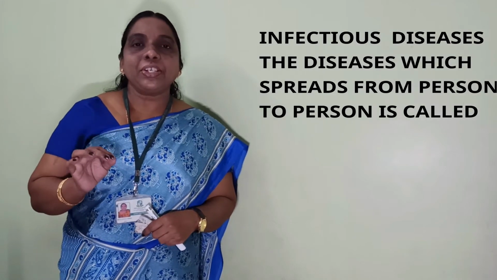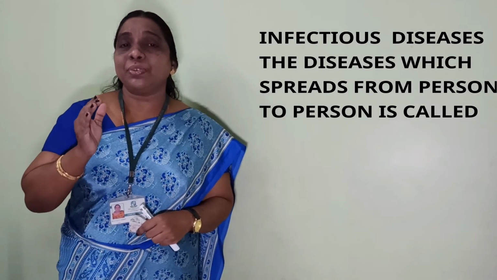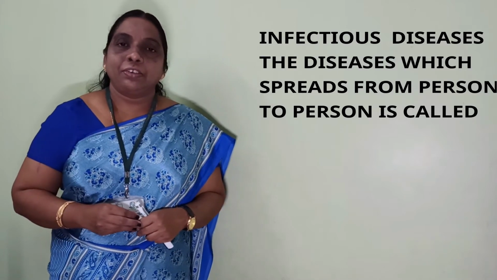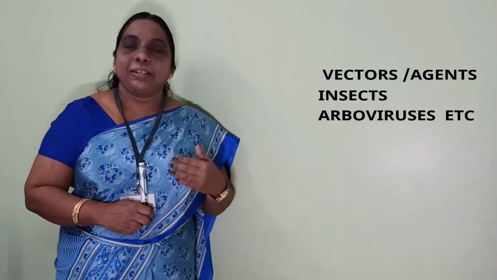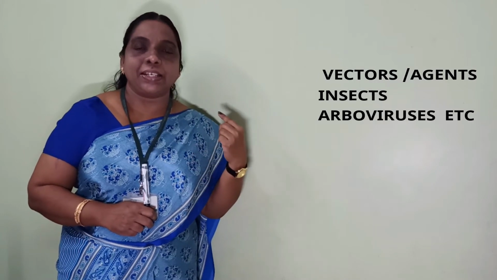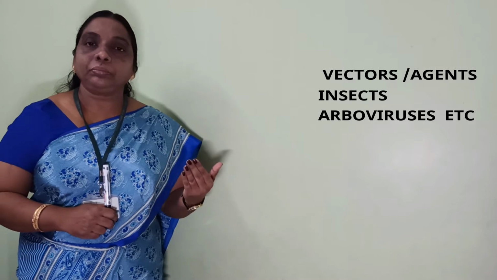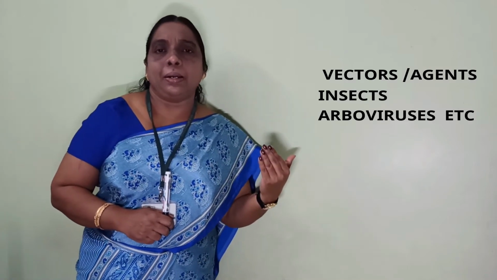Okay, let me explain what an infectious disease is. An infectious disease is a disease which is spread from person to person through touch, that is contact, or by vectors, which we can also call agents, like insects or arboviruses, etc.